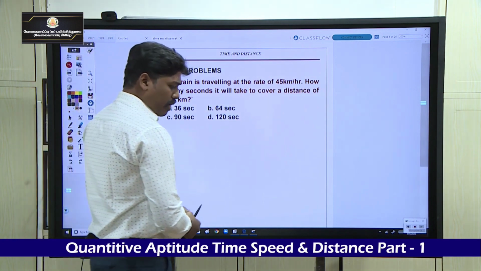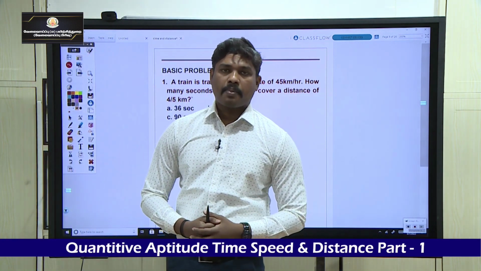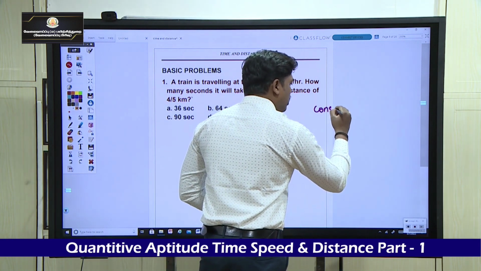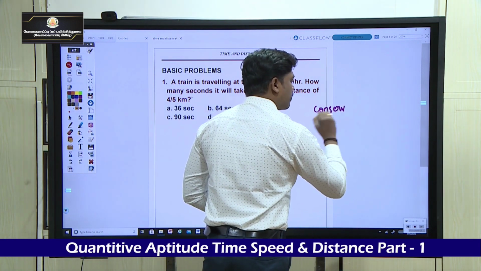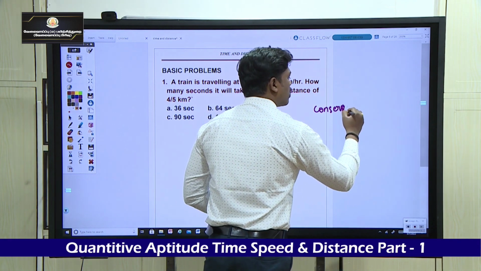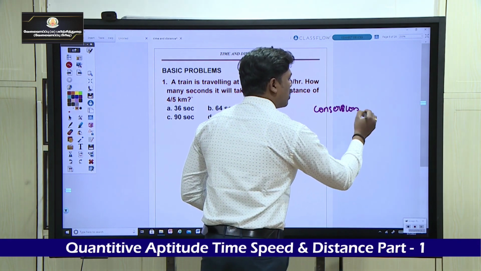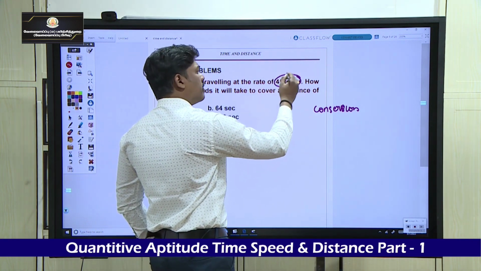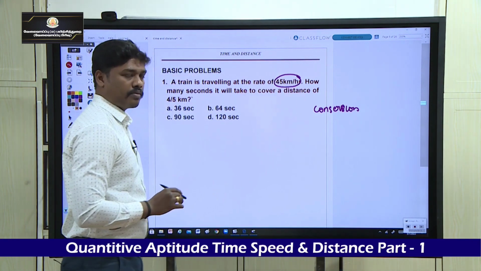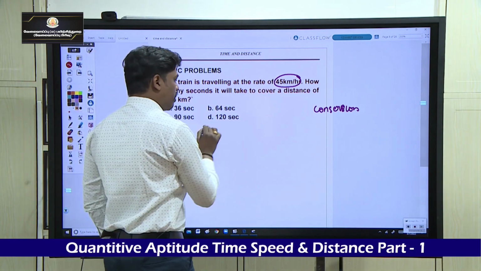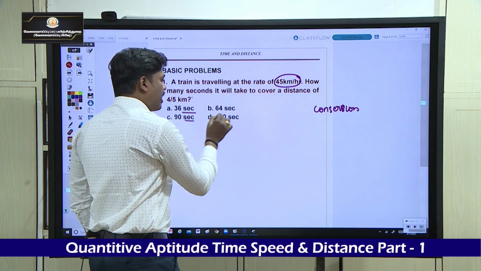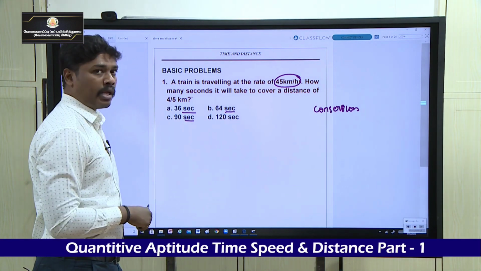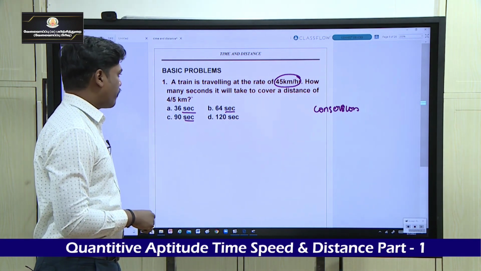So next we can move on to the basic problems. While solving, conversion is the main thing. Why? Because in the question they will tell in kilometer or meter, something. In the question they will ask in kilometer, but look at the answer, they are asking in seconds. So conversion is the most important thing in time, speed and distance.